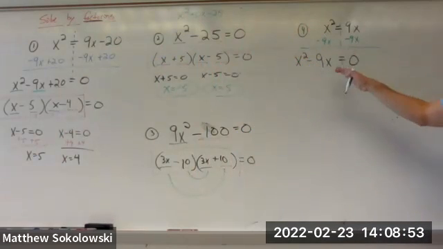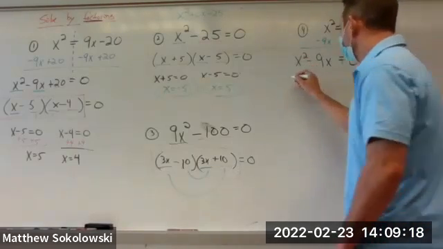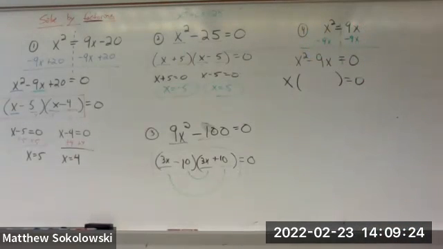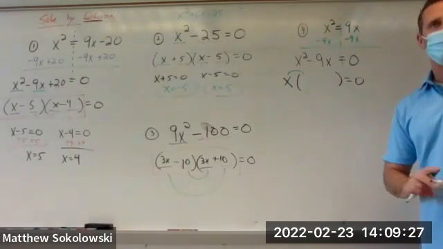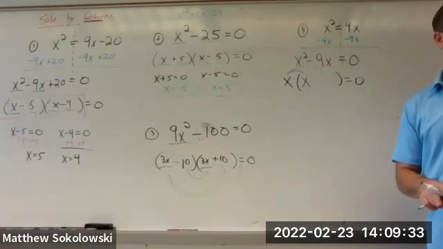Now what's different about this one? There's 2 x's. There's only 2 terms, and they both have an x. So what do we call that? It is a binomial, but if they both have the same factor, that's a common factor. So how can we factor it? Greatest common factor, right? They both have an x term. Pull an x out in front and do the reverse of the distributive property. X times what is x squared? X times what is negative 9x?